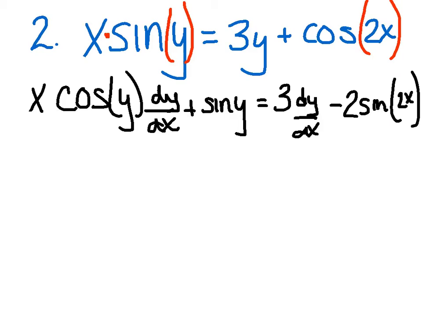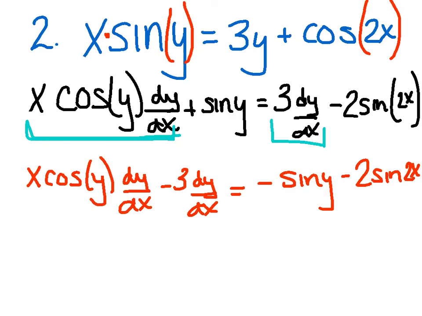Now, notice that this dy dx is attached to this term, so this whole term stays, and this dy dx is attached to that term. So I need those on the same side, everybody else to the other side. So hopefully your row looks like mine does. And then again, I'm going to factor out, I'm going to pull out my GCF of dy dx.